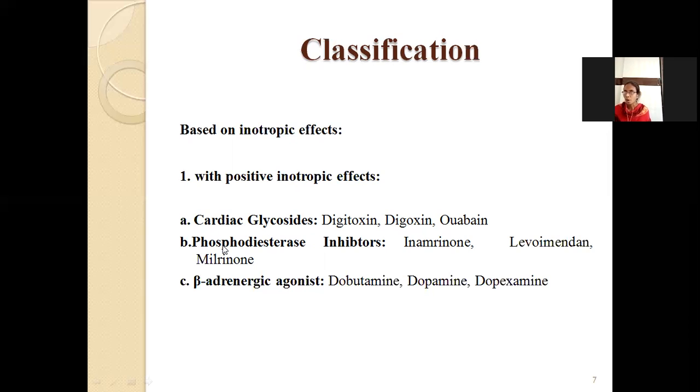Next, phosphodiesterase inhibitors. In this, examples are inamrinone, levosimendan and milrinone. So these are the drugs which come under the phosphodiesterase inhibitors. Next, beta adrenergic agonists, that is dobutamine, dopamine and dopexamine. So these are the drugs which come under the positive inotropic effect: cardiac glycosides, phosphodiesterase inhibitors and beta adrenergic agonists.